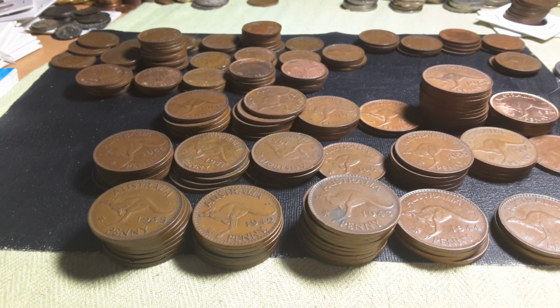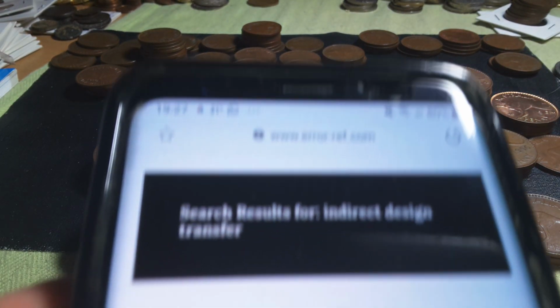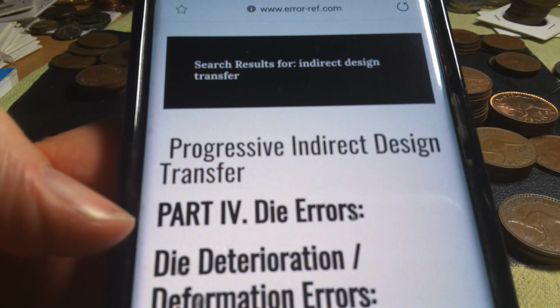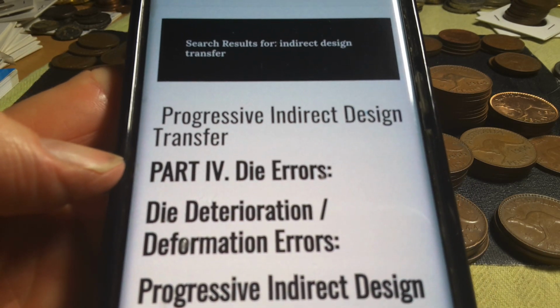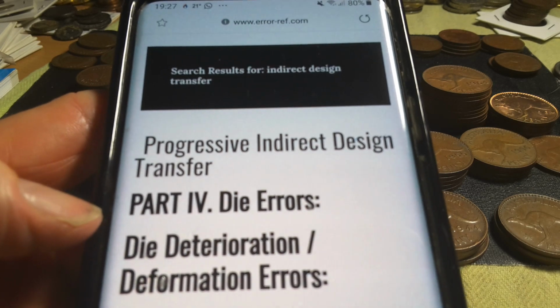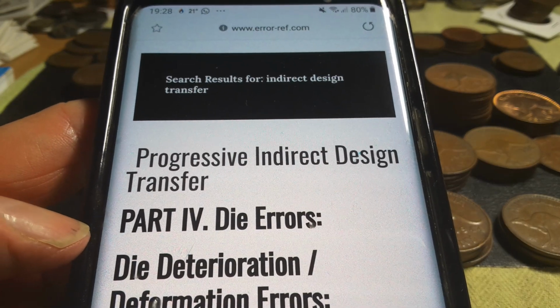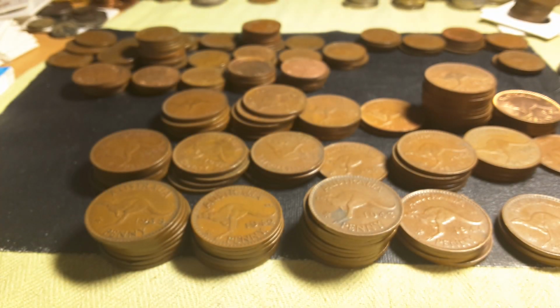Today we're going to talk about what ghosting is. I actually read about it, and there's a good reference on this website. Progressive Indirect Design Transfer is basically the formal name, but we call it ghosting because it looks like something that's faintly there, like a ghost, even though ghosts don't exist.